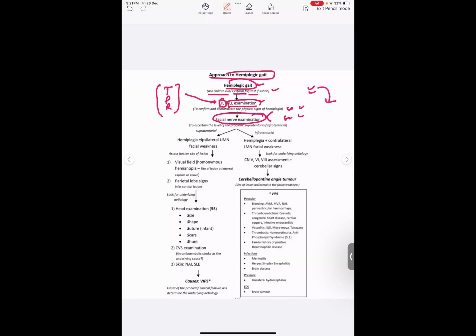You will check the tone, power, and reflexes of both lower limbs. Plantar is a must sign. Then they have given you the next approach.